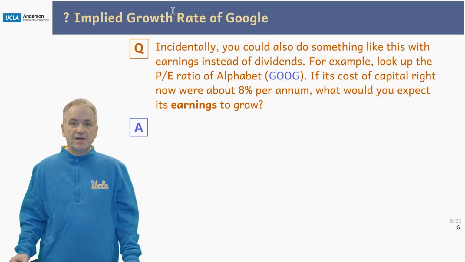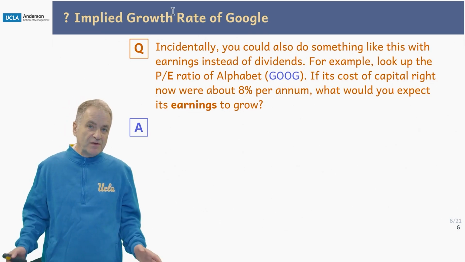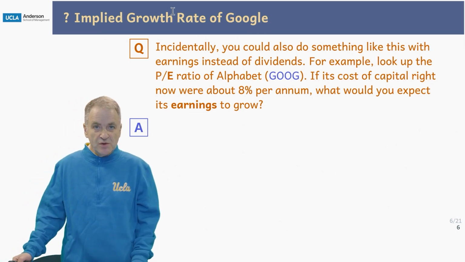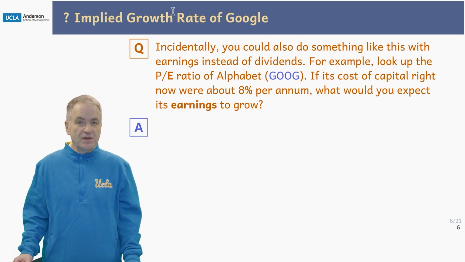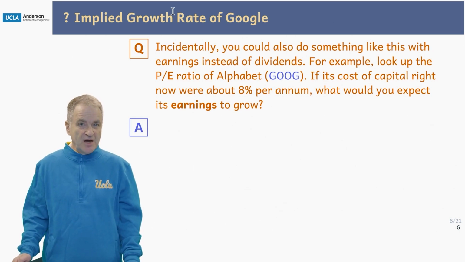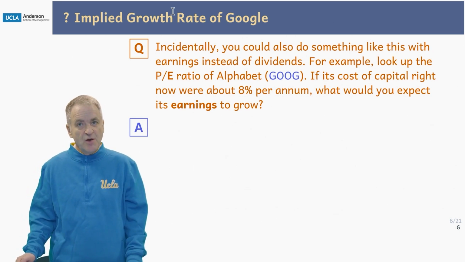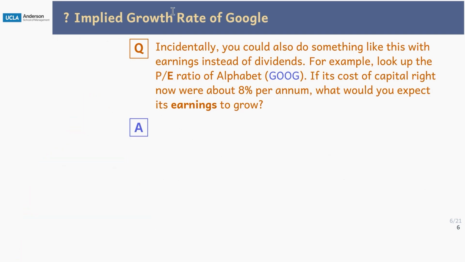So incidentally, let's do this with earnings instead of dividends, even though there isn't such a thing as the Gordon earnings growth model. For example, look up the price-earnings ratio of Alphabet, the parent company of Google. If its cost of capital right now were about 8% per year, what would you expect its earnings to grow? Please pause this video now, answer the question on a piece of paper, and then continue.